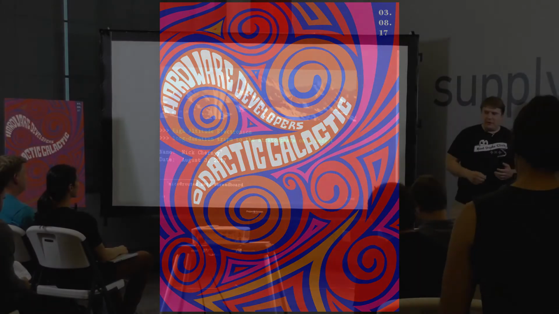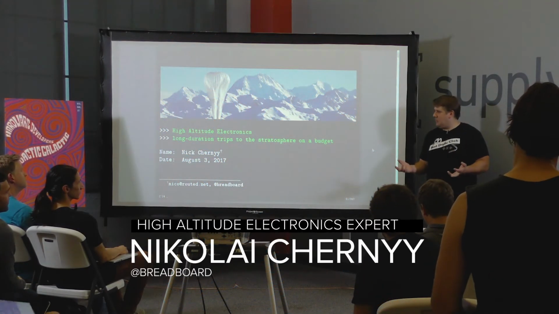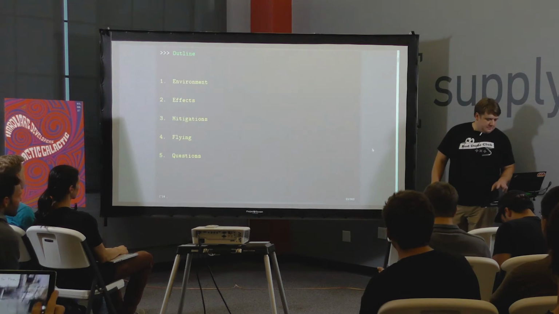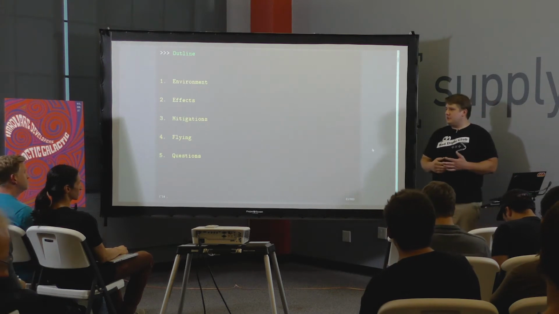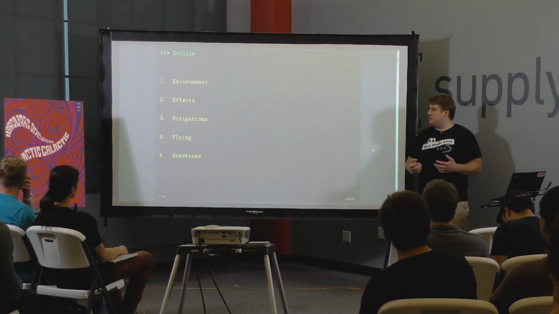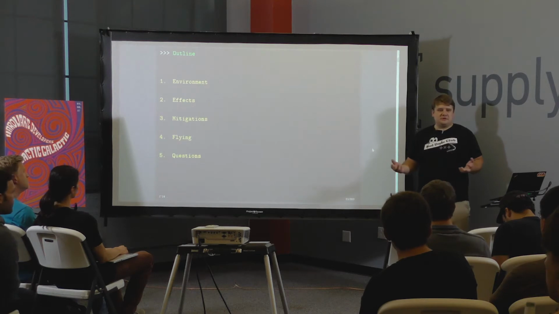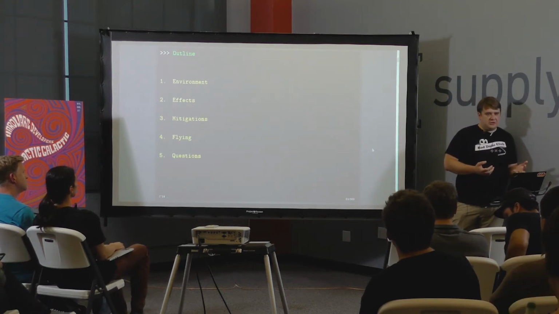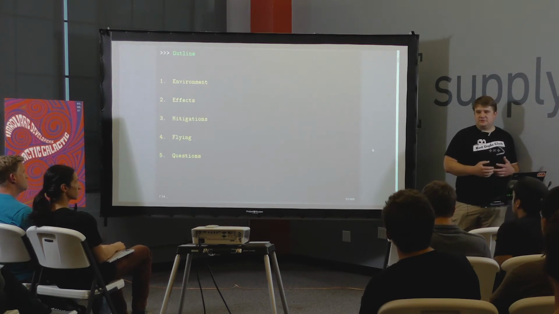Anyway, yes, so I'm going to talk about how to do electronics and especially how to get stuff up there, like what to do with it. We'll pretty much go over the environment. We'll see what kind of effects it has on the stuff you're designing. We'll see some ways around to fix some of the issues that you'll be having, and then I'm going to give a little bit of information on what best practices are for flying in the stratosphere.